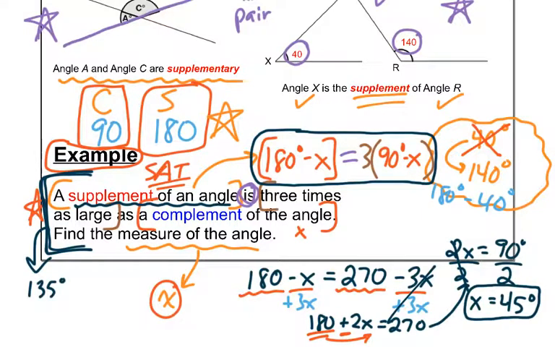Okay, so the first part says a supplement of an angle, 135, is 3 times as large as the complement of the angle of 45 degrees. So if the angle is 45 degrees, what's the complement? Well, they add to 90, right? Oh, it would just be another 45 degrees. Is this true, my friends? Is 3 times 45 going to give you 135?